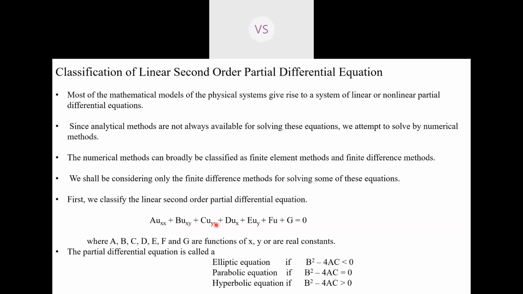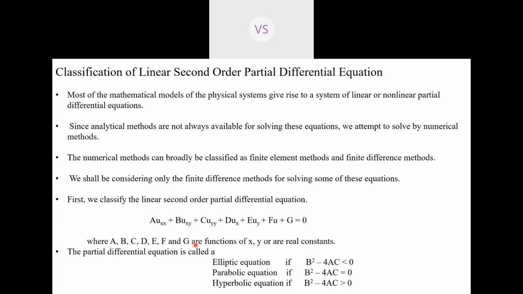C u_yy means del square u by del y square, plus D u_x, del u by del x, plus E u_y, del u by del y, plus F u plus G is equal to 0. Consider this as a second order partial differential equation. This is a general equation in second order.